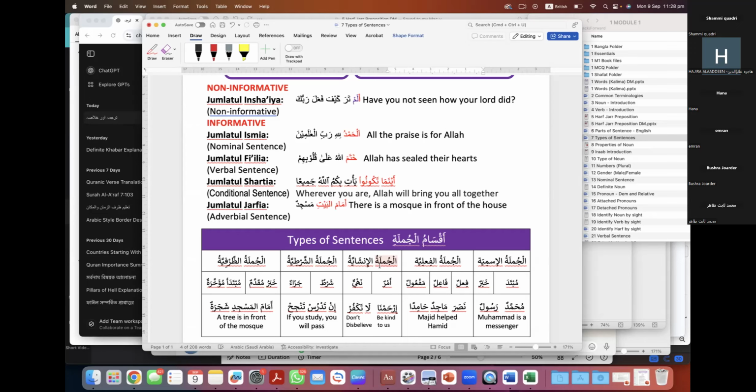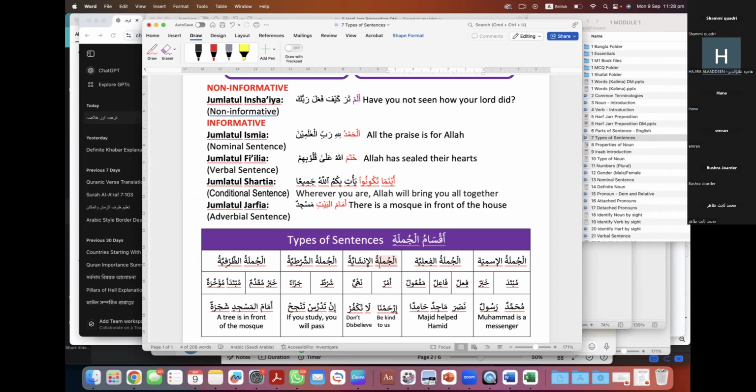At this stage, we do not need to know more about Jumlatul Ismiya fully, Jumlatul Fi'liya fully, Jumlatul Shartiya fully, Jumlatul Jar, because we have got 60 lessons in total, step by step. So don't worry too much. Alhamdulillah, Ustad has made you familiar with these terminologies, with the different types. It is very important that you understand in this chapter, what is the takeaway?